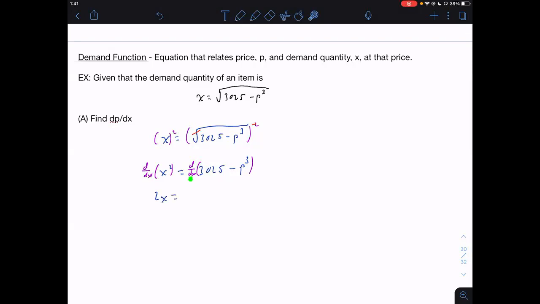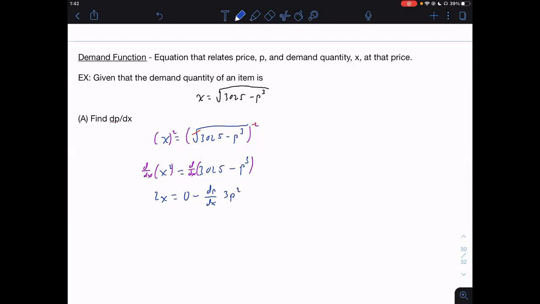Okay. And now the derivative of a constant with respect to x, well, what's the derivative of a constant? The derivative of a constant is just 0 minus, what are we taking a derivative of here in the second term? P. So in this case, we're going to have minus dp over dx. We're taking the derivative of price with respect to quantity. And what's going to be the derivative of p cubed? 3p squared.